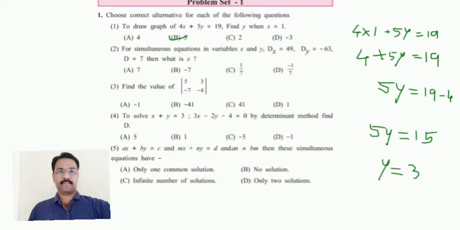So we'll write it neatly. See first what we can write here. This is the correct one. Okay friends, now similarly we'll take the next one.